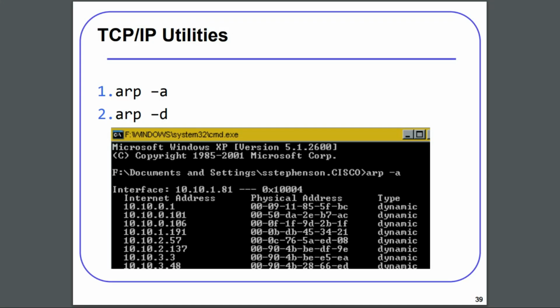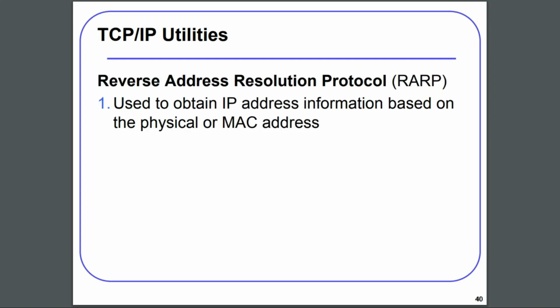So this is the command in CMD as you can see in the picture. This is arp -a, arp -t, as you can see in the result on the screen. Then Reverse Address Resolution Protocol, RARP, is used to obtain IP address information based on the physical or MAC address. So let's move to the next slide.